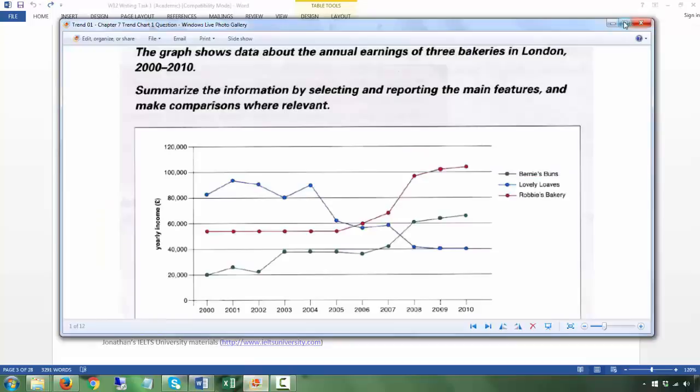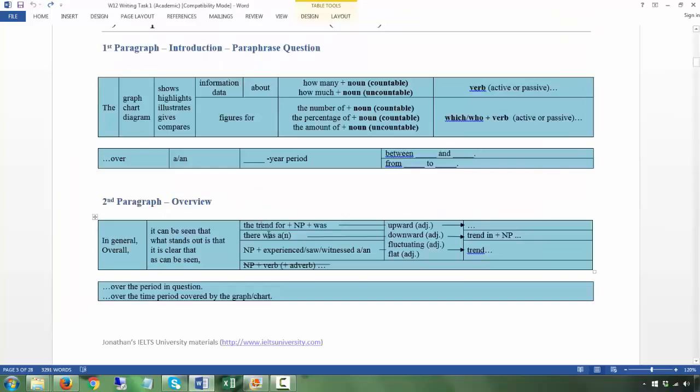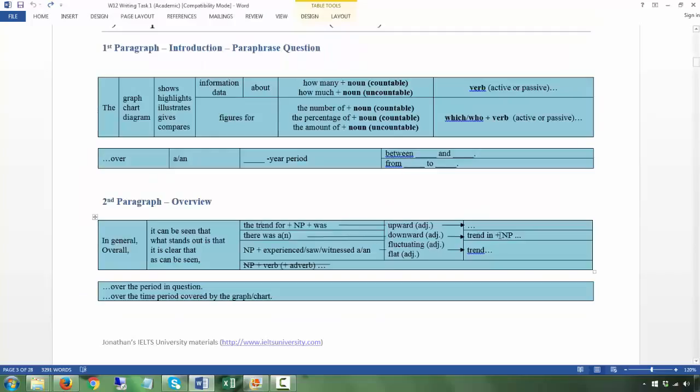Let me just give you an example here. If you use this structure, there was a downward trend in the yearly income of Lovely Loaves. You see NP, every time we have NP here, you have NP here. That's where I put the yearly income of Lovely Loaves, or Bernie's Buns or whatever. Or, experience a downward trend. So these are three different sentence structures. You can say over the period in question, over the time period covered by the graph.